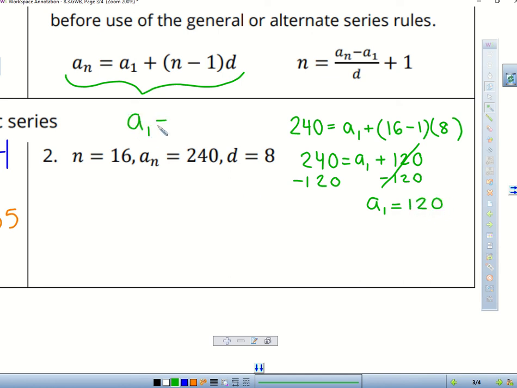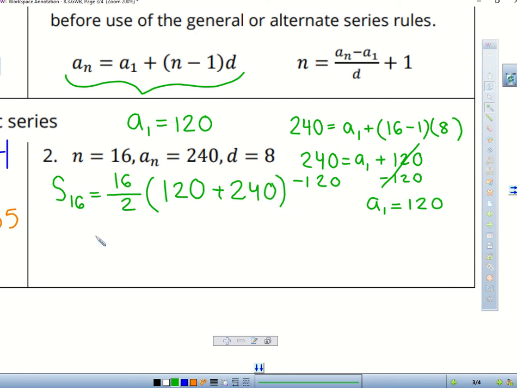So now that I know what A1 is, I have the option of plugging into either formula, because I have enough information to use either one. Like I said, I'll go with the general rule if I have the option, because it's easier and there's less room for error. So the sum of the 16 terms is equal to N divided by 2 times the first term plus the last term. So the sum of the first 16 terms is equal to 360 times 8, which is 2,880.